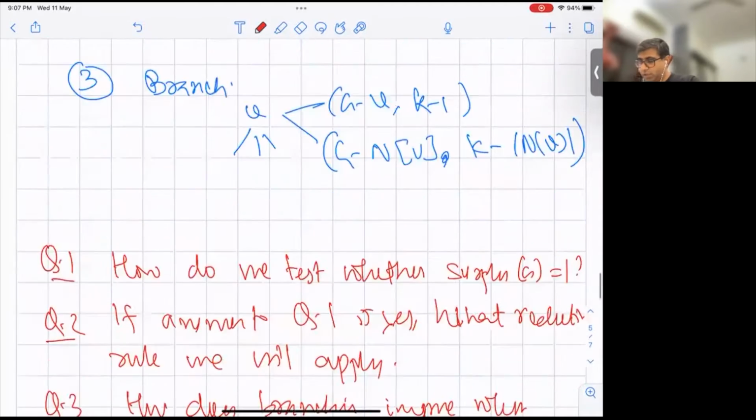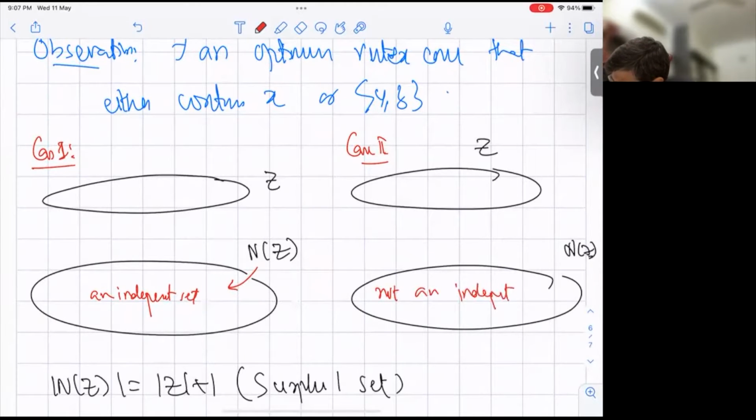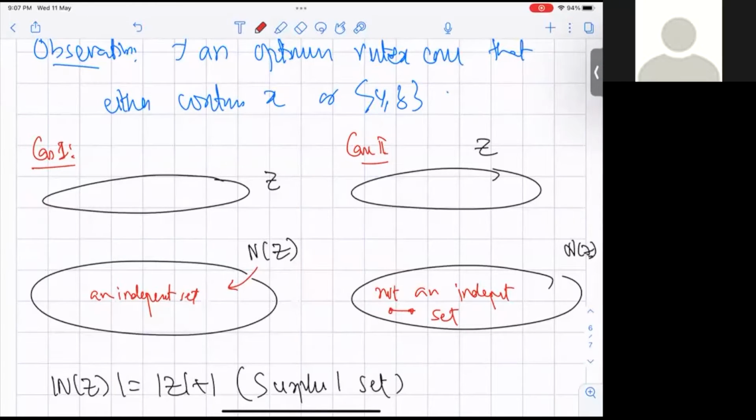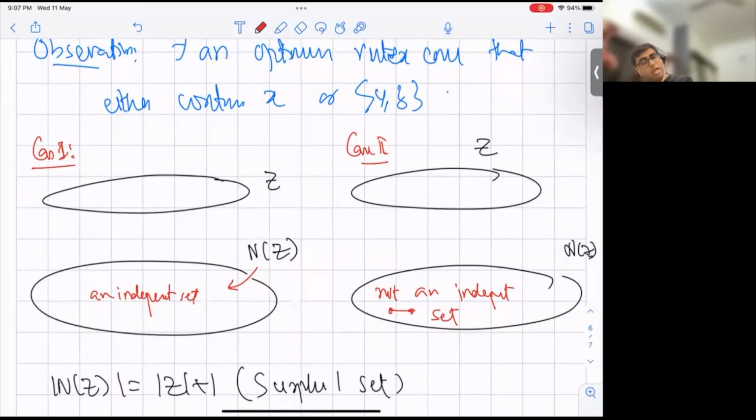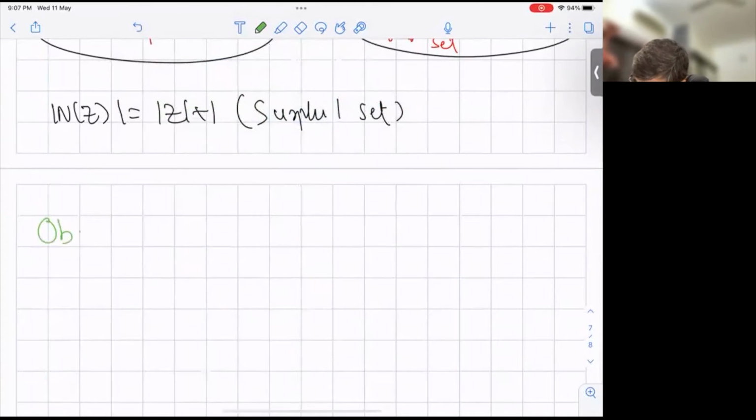Okay. So taking what Sonak was saying: look, either N of Z is an independent set, or this is not an independent set. It means there's an edge between some vertices. Am I right, Sonak? This is what you meant? Yes. Okay. So this is how we will divide the case. But before, let's prove a very nice observation. What's our observation? It is the following.